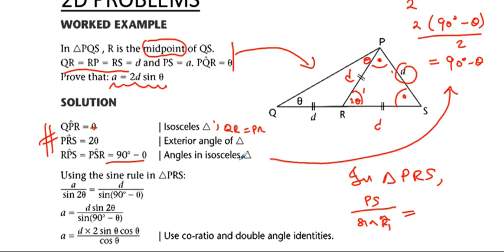Now look at something else that you know. Remember, we don't have measurements, so we have variables. So that's D and that's D, so you could use any one of them. So in this case, I could say RS over sine of angle P1, which I call P1.